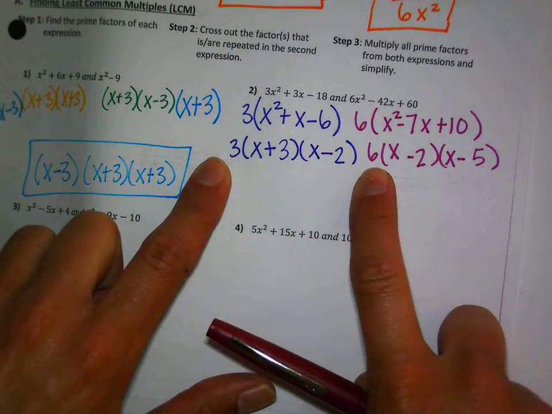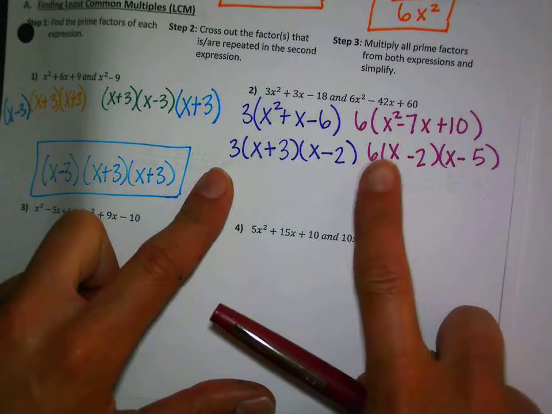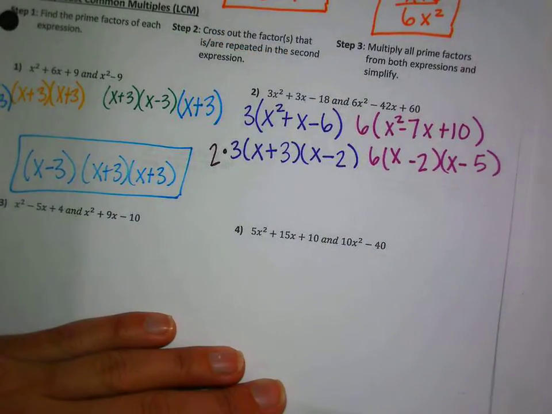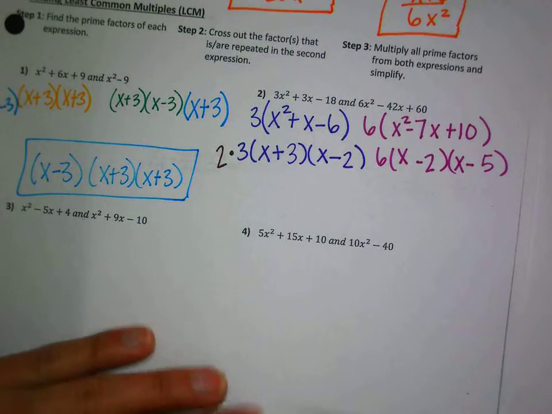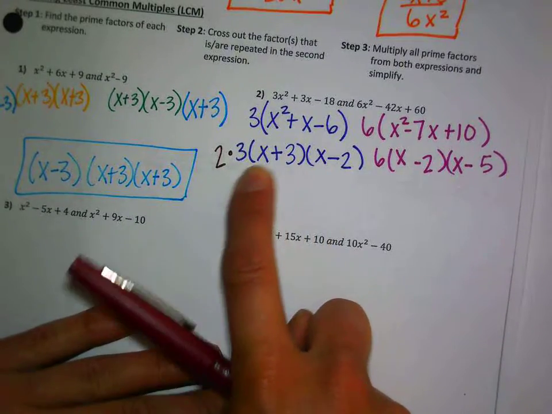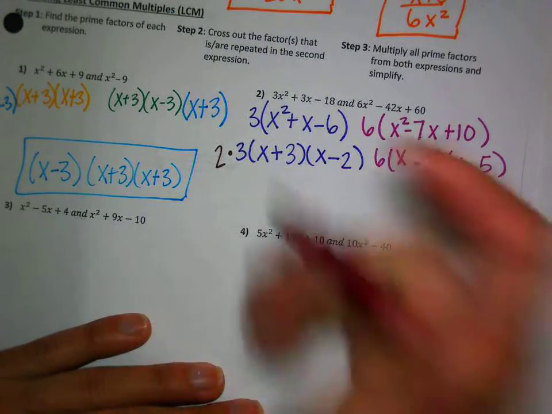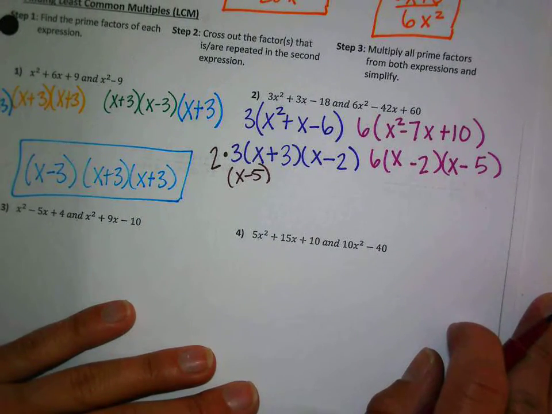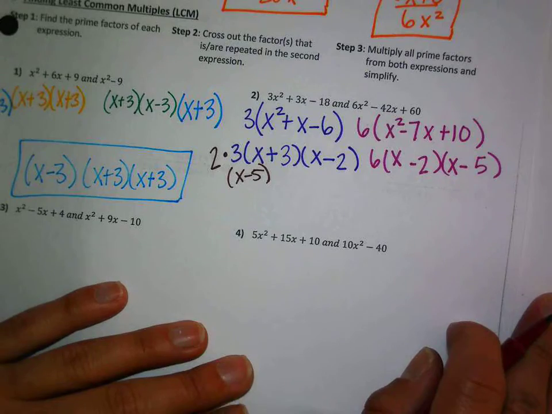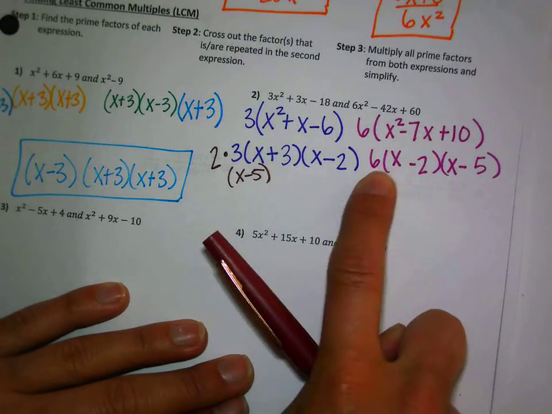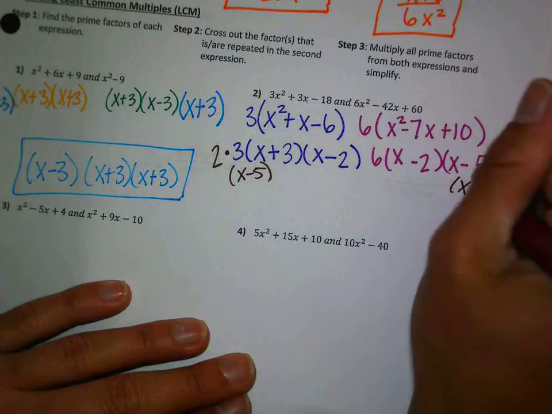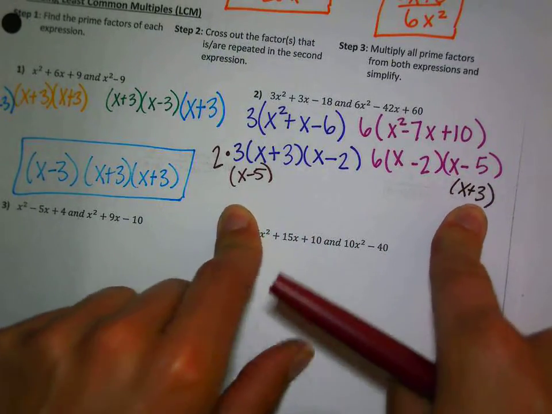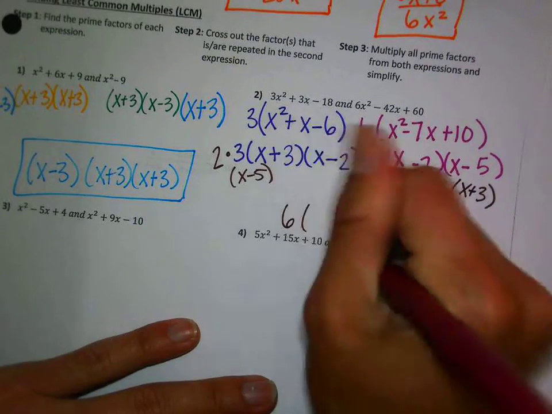All right, so remember the goal is to get both of these polynomials to be the exact same. So looking at the numbers, what do you have to multiply this one by to make it equal 6? 2. And multiply by 2. And what factor is this polynomial missing? X minus 5. So we're also going to multiply by x minus 5. What polynomial is this one missing? X plus 3. And so now if you look at your two polynomials, are they the exact same? Yes, they are. So that is your answer.